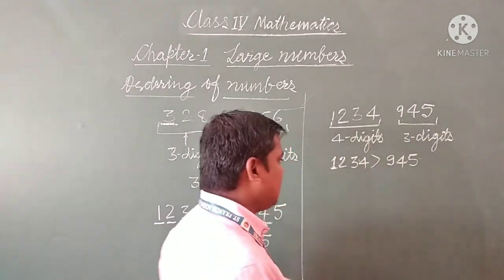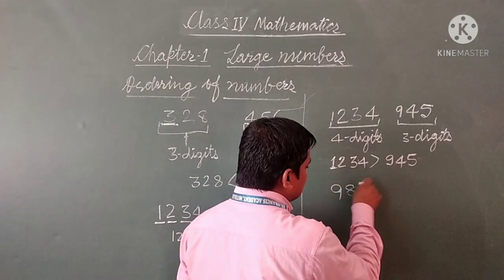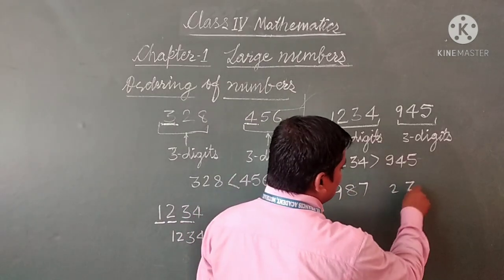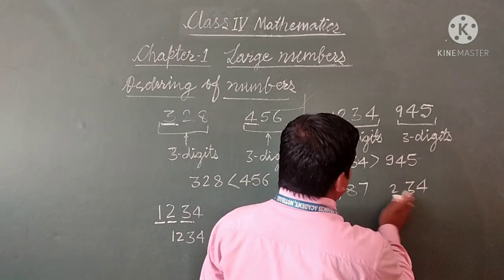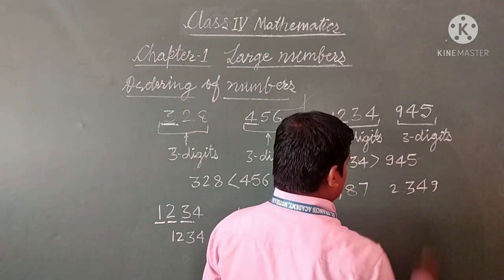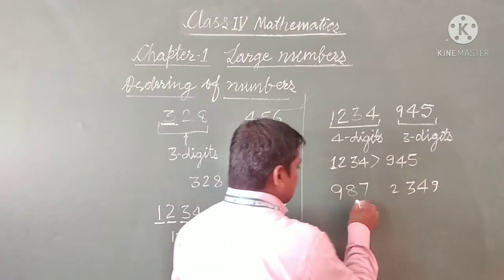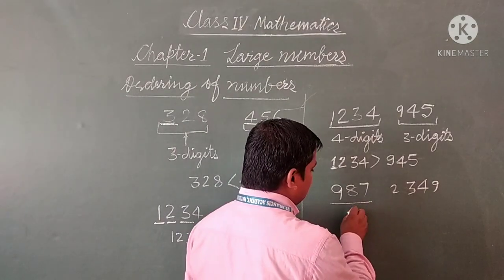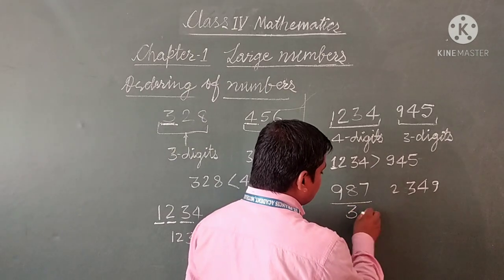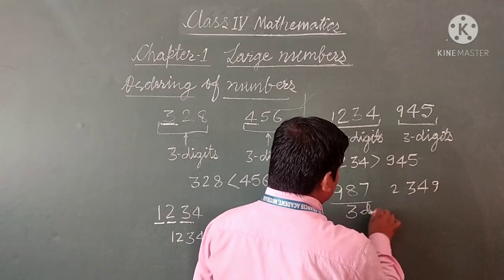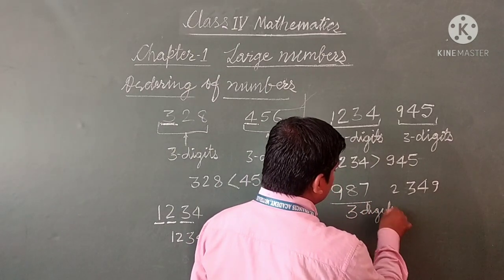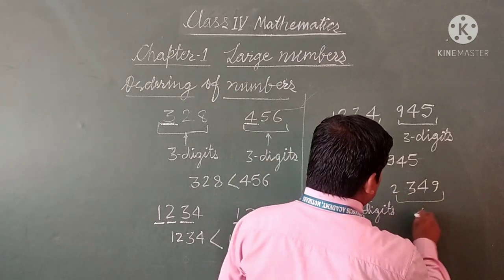Another example I am taking. Here is 987 and here is 2349. Again here we are observing it is a 3-digit number, and it is a 4-digit number.